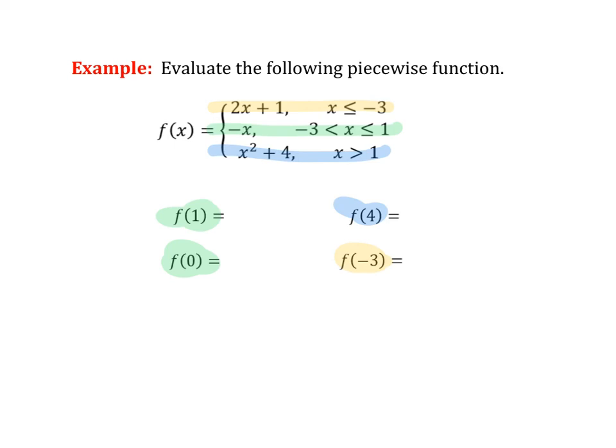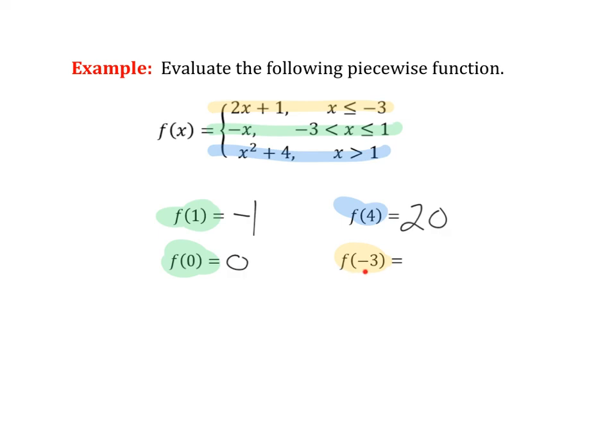All right, so now we get to evaluate. F of 1, I'm following the green rule. So -x, if x is 1, -1 is, well, that's just -1. F of 4, since 4 is bigger than 1, I'm following this function rule over here. So x squared plus 4, 4 squared plus 4. 4 squared is 16, add 4, I'm getting 20. F of 0, since 0 falls within this range here of the domain, I'm following the function rule -x. X is 0, so -0, still 0.